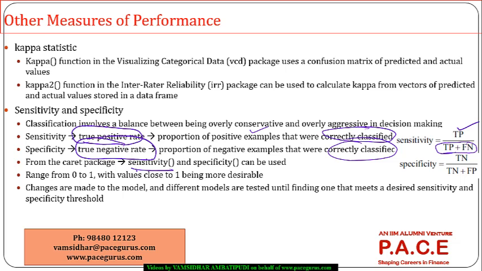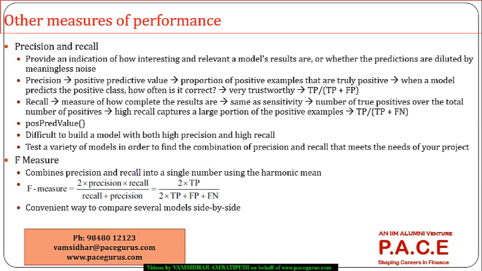So what we do is we try out all the different kinds of models, right? We could try KNN algorithm, we could try neural networks, whatever. We can make changes to the model, and different models are tested until I get higher and higher levels of specificity as well as sensitivity value. So this is one more measure of assessing the performance of the classification models.